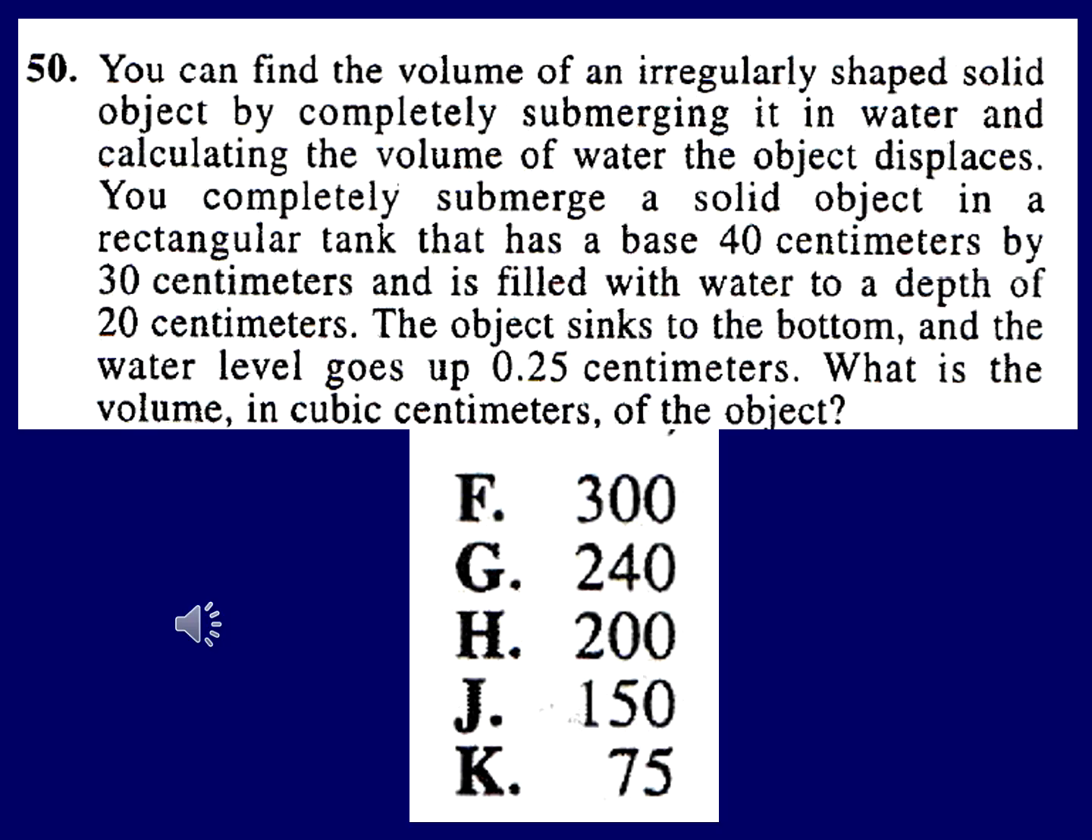Question 50 says you can find the volume of an irregularly shaped solid object by completely submerging it in water and calculating the volume of water the object displaces. You completely submerge a solid object in a rectangular tank that has a base 40 centimeters by 30 centimeters, and it's filled with water to a depth of 20 centimeters. The object sinks to the bottom and the water level goes up by 0.25 centimeters. What's the volume in cubic centimeters of the object? It could be 300, 240, 200, 150, or 75.